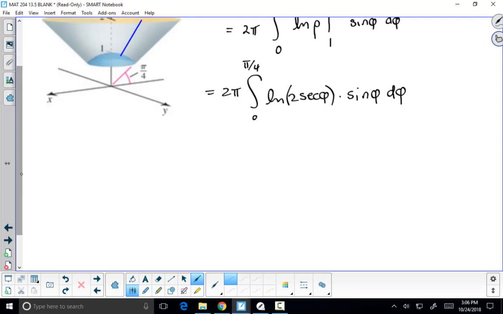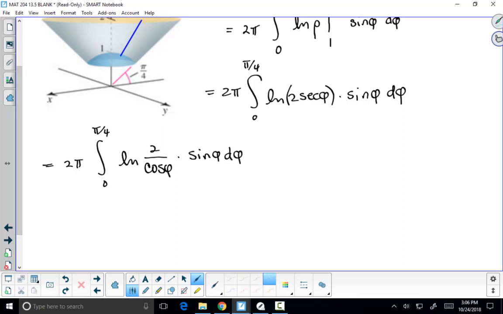So let's rewrite this: natural log of 2 over cosine. Can we use u sub? Yes, that's what we're going to do right now. So u will be cosine of phi. That's what we're doing.